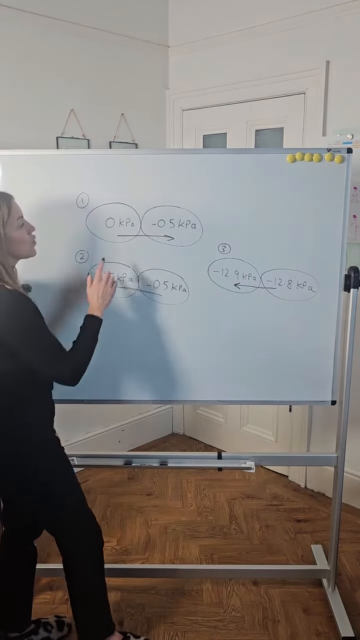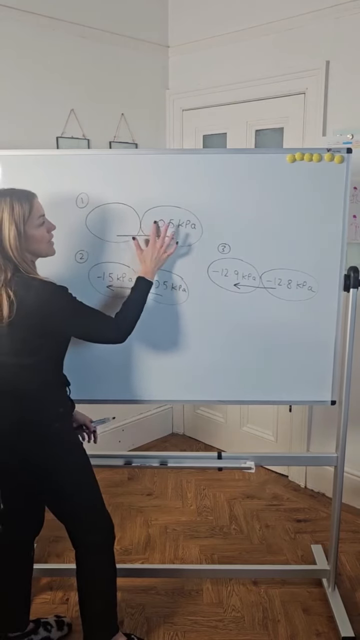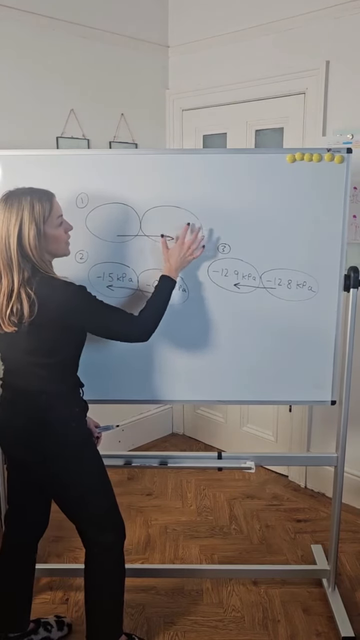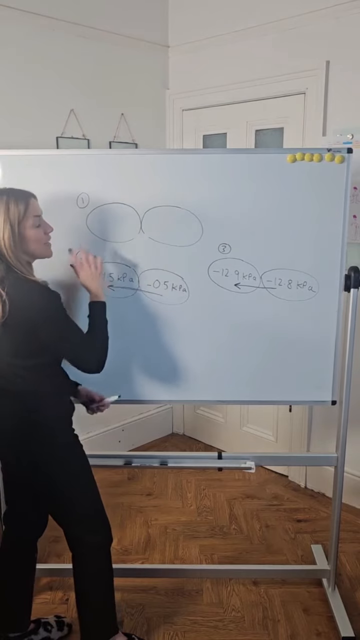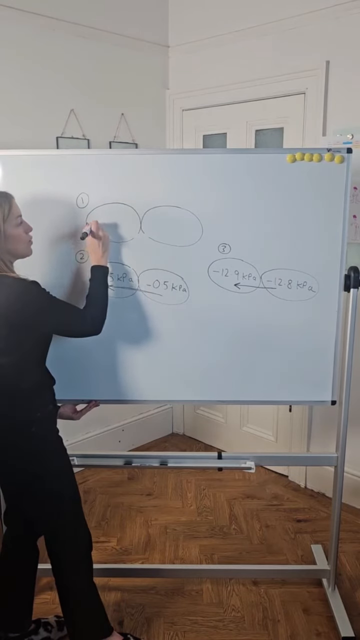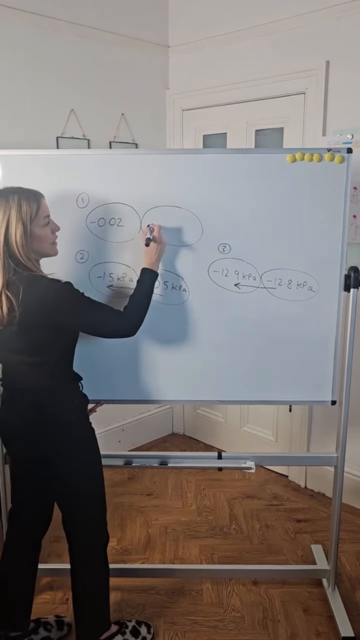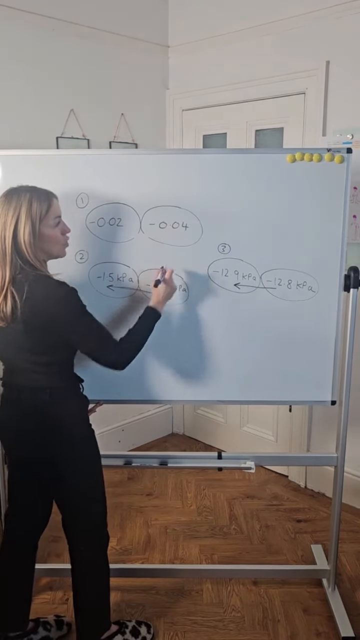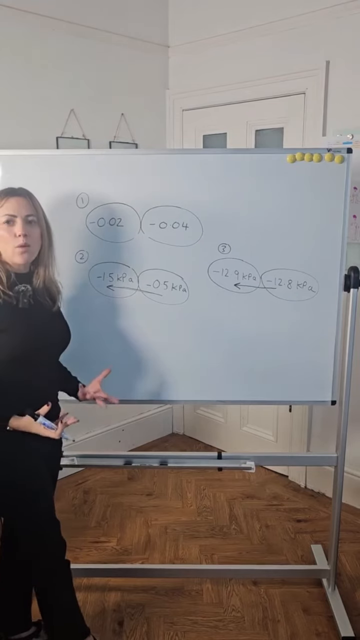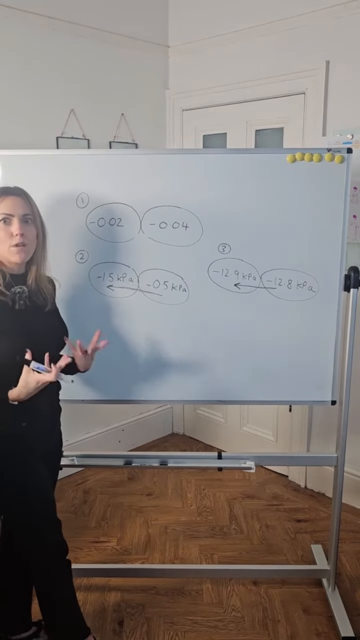I think we're going to squeeze in one more. So let me give you some new values. Hopefully you've got it by now, and this is going to be super easy. Let's imagine we've got minus 0.02 kilopascals and minus 0.04. Both very high water potentials. They are both very close to 0.